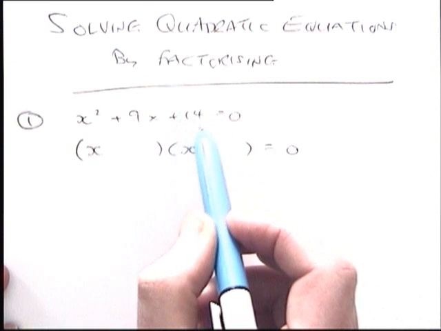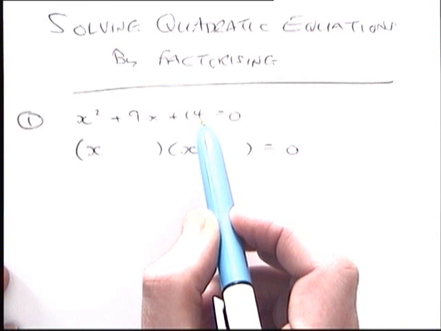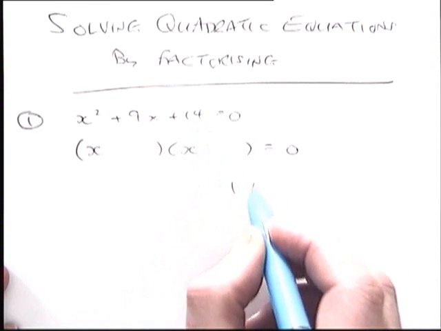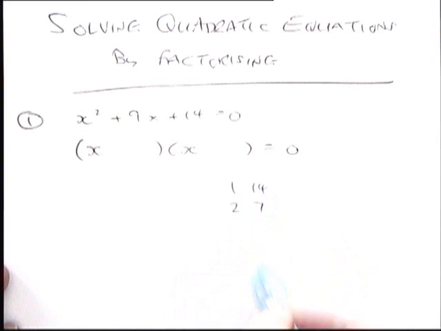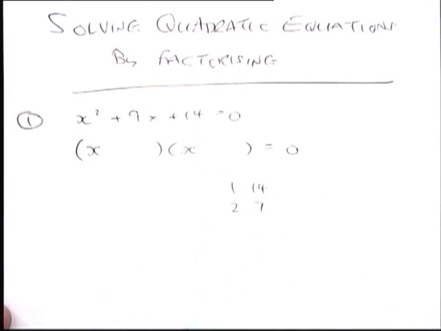Now, you look next at this number over here, which is 14. I now need two numbers that multiply together to give me 14. Now that could be 1 and 14, or it could be 2 and 7. I don't know yet which pair it's going to be, but those are the only pairs of numbers that multiply together to make 14. And we keep just to whole numbers in this.